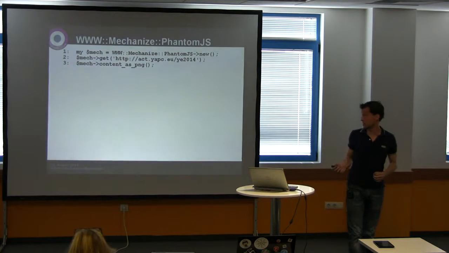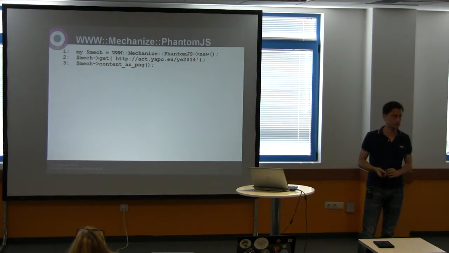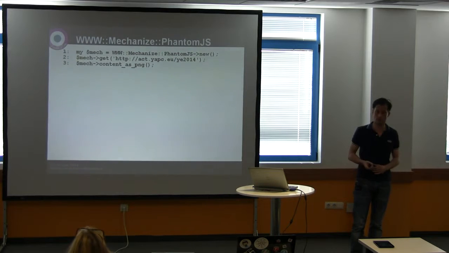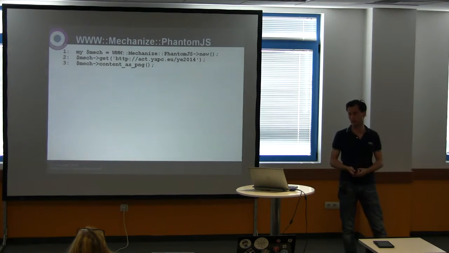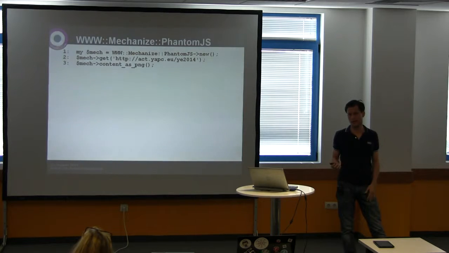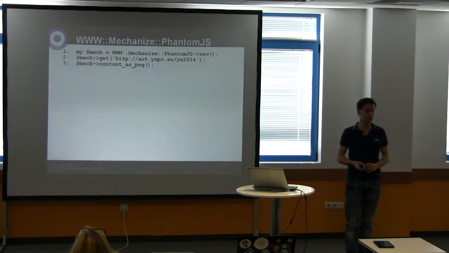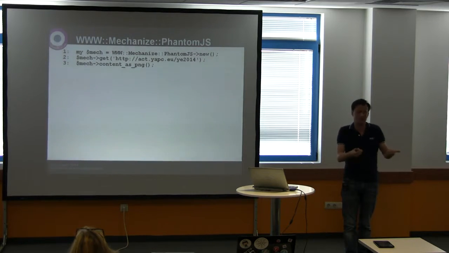So, how does code look that uses Mechanize PhantomJS? Well, it looks like any code that uses Mechanize, except that it uses Mechanize PhantomJS. You create a new Mech object, then use the get method to get a URL. Because you don't see what is happening, there is the content as PNG method, which returns a PNG that you can save to a file and look at to see whether we are in the right place or not.